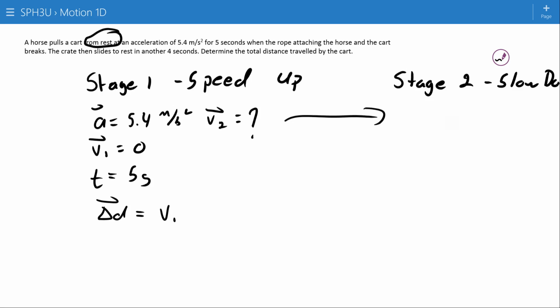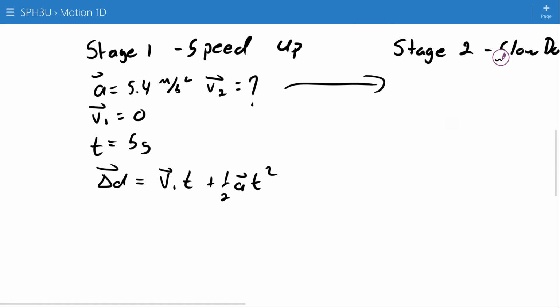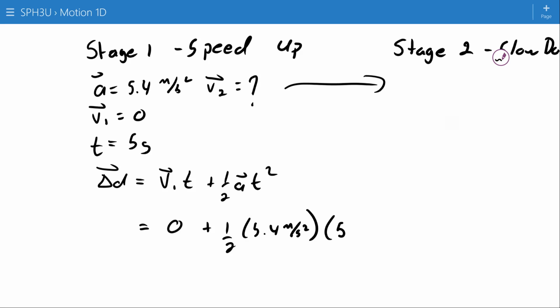The equation here is that V1 T plus 1/2 A T squared is my displacement. V1 is 0 in this term, so I don't have to worry about it. Don't get lazy with units. And that's just calculator work, 67.5 meters.